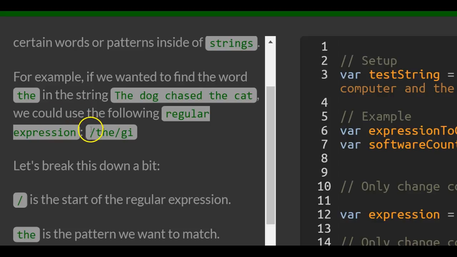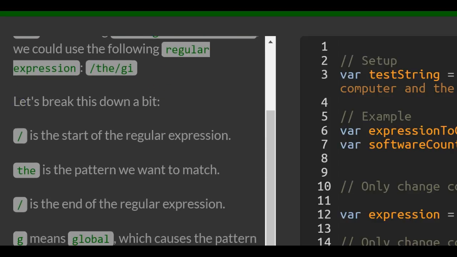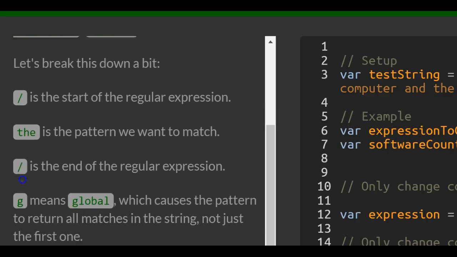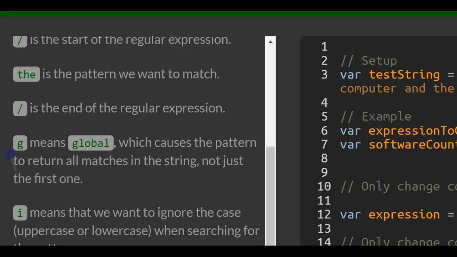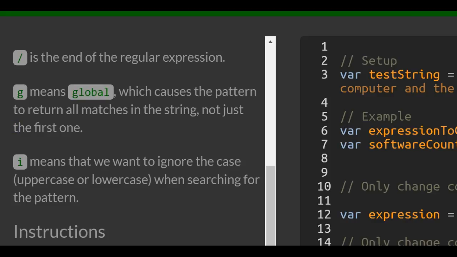And here's the example: forward slash the, and then another forward slash, and then gi. And they break it down. The first forward slash is the start of the regular expression. The word "the" is the pattern we want to match. The second forward slash is the end of the regular expression. G means global, which causes the pattern to return all matches in the string, not just the first one. And i means that we want to ignore the case, uppercase or lowercase.